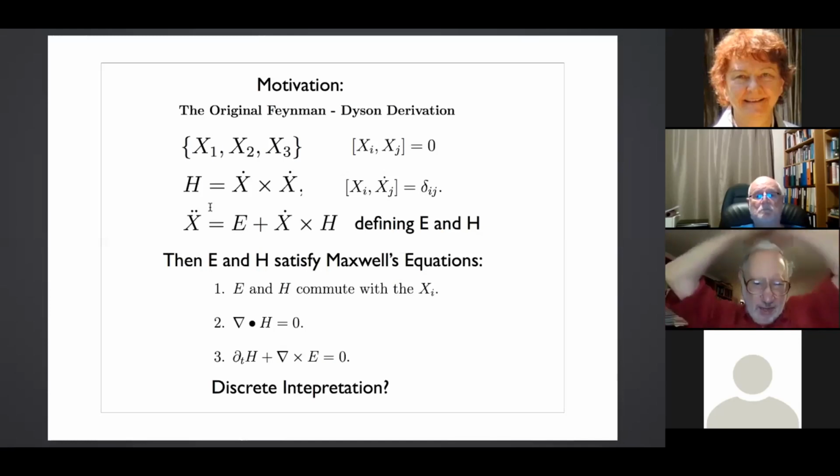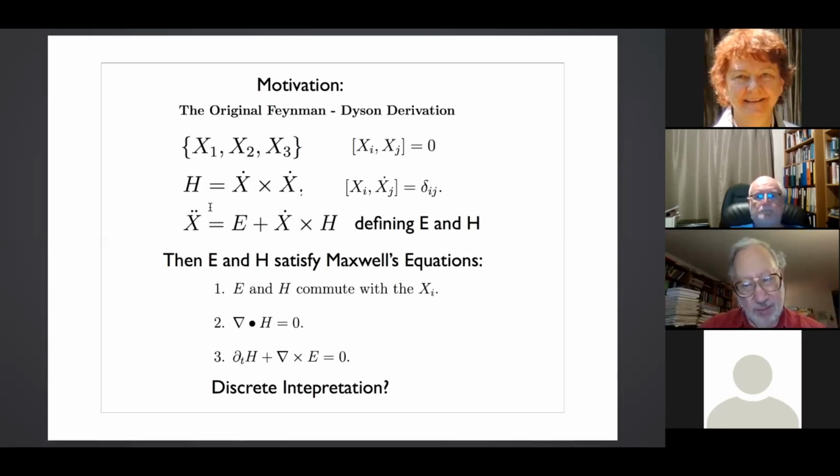That is, that E and H actually commute with the xi, that the divergence of H is zero, and that the derivative of H is given in terms of the curl of E. And this is a long ago time. Pierre and I were talking, and he wanted to know whether we could give this a discrete interpretation. Might there be some way to interpret this discretely?